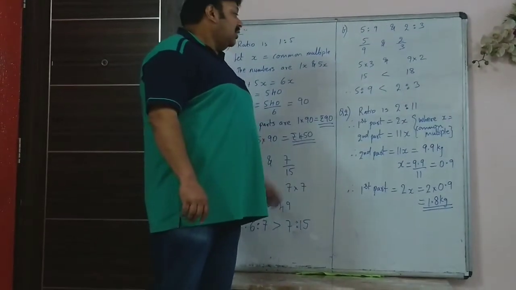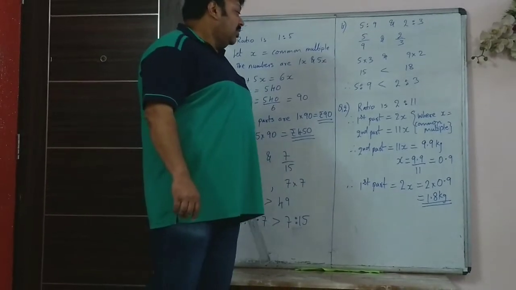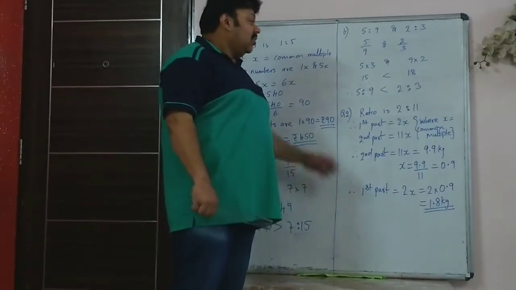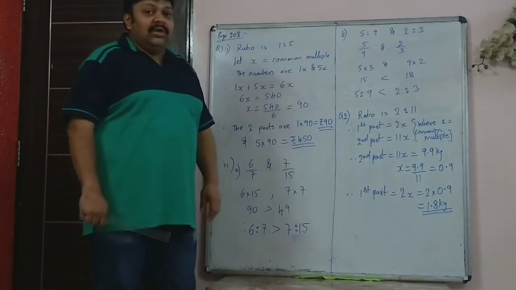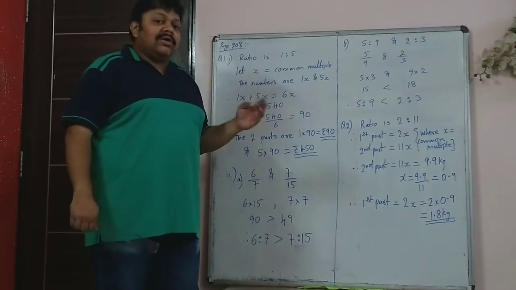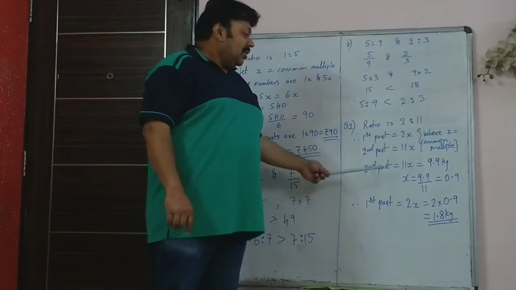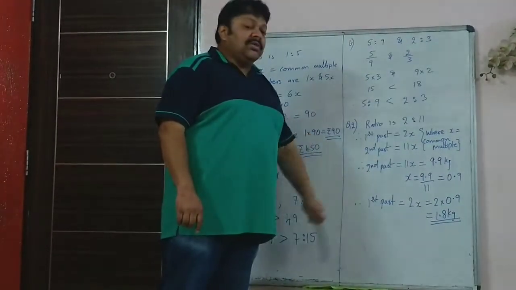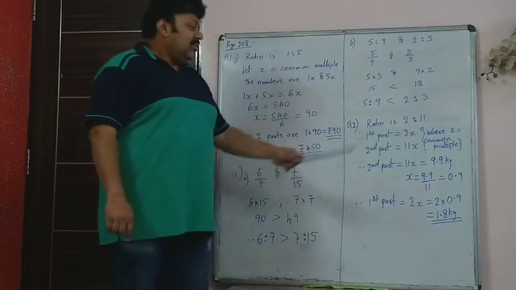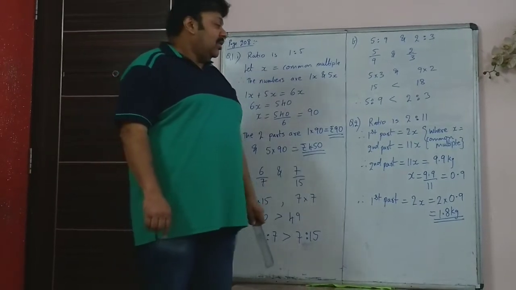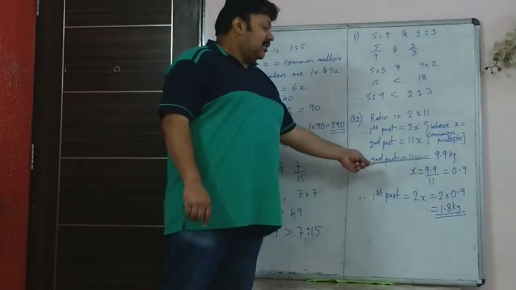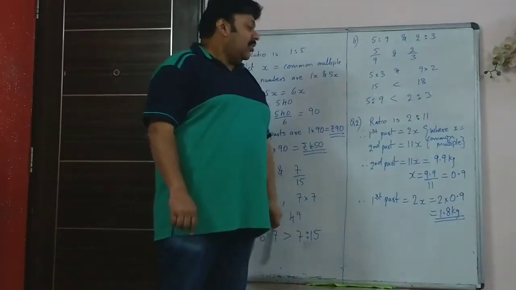Now the next ratio is 2 is to 11. In the second sum, you are given the ratio 2 is to 11. So the parts are 2x and 11x, where x is the common multiple. But you are given that the second part is 9.9 kg. That means 11x is 9.9 kg, which means that x is 9.9 upon 11, or 0.9.